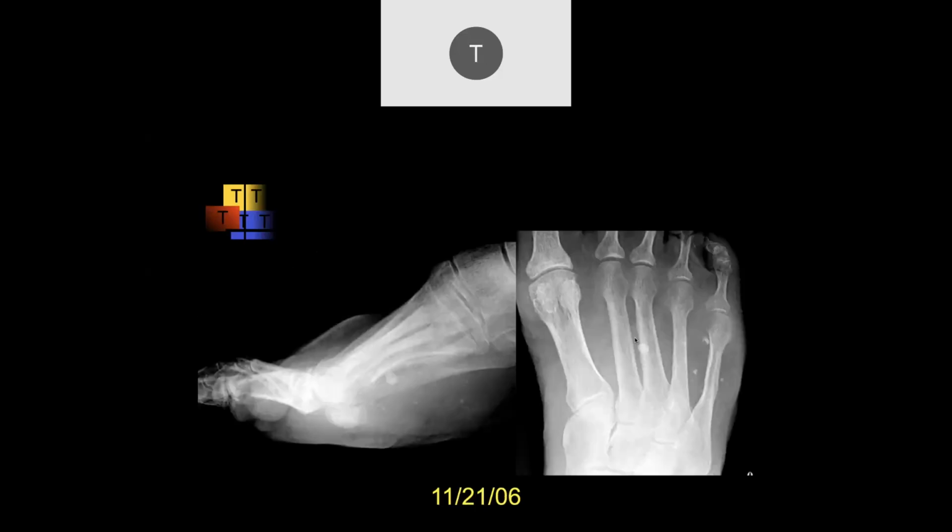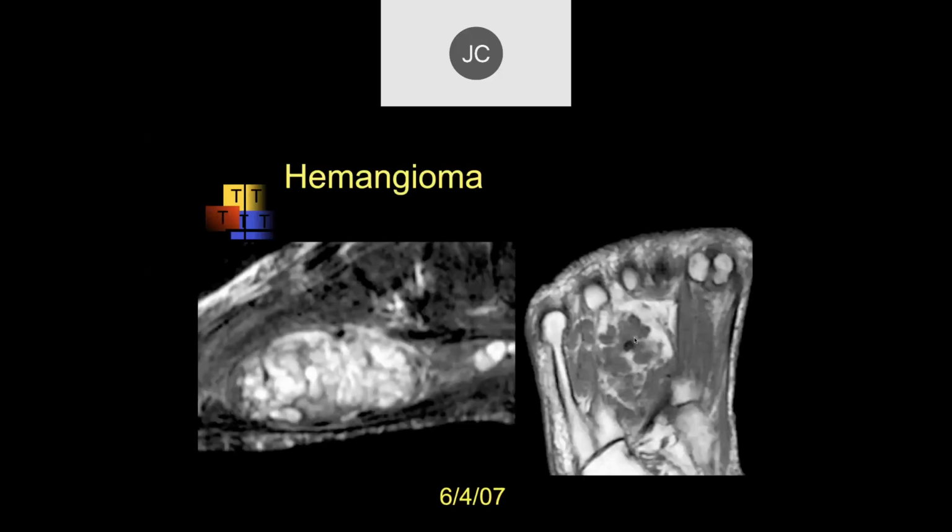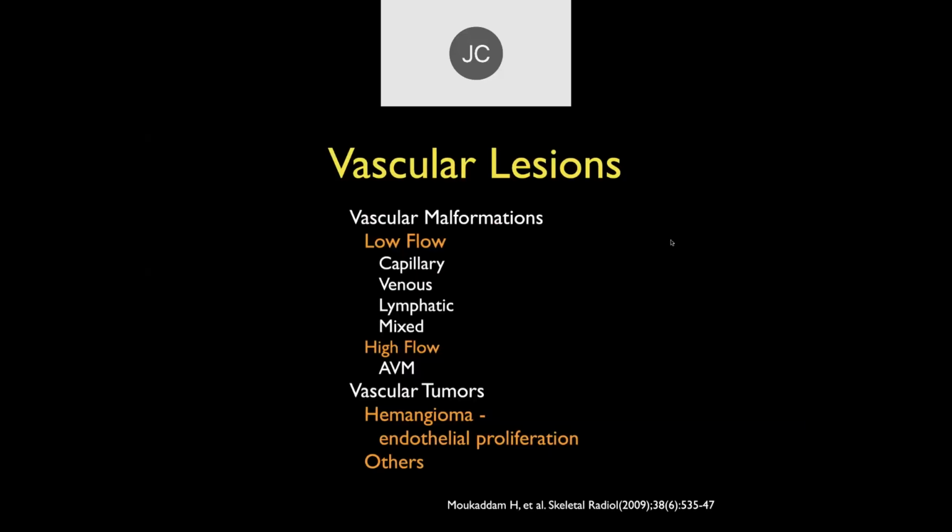Is that a phlebolith there? Okay, that's a phlebolith. So you want to get an X-ray, and there's your X-ray, there's your phlebolith. So what is this? I got a venous malformation. Right, or hemangioma. Okay, good. Yeah, venous malformation is probably the most accurate description.